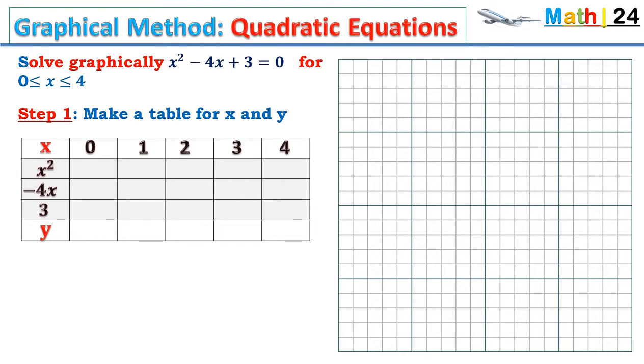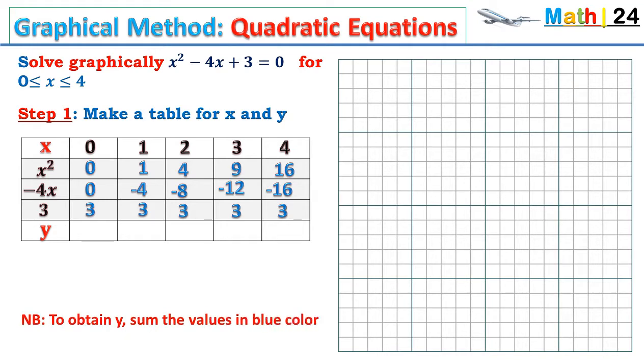The next thing you have to do now is to take each value and simplify by column. So for the first one, you have 0 squared is 0, 1 squared is 1, 2 squared is 4, 3 squared is 9, and 4 squared is 16. Next, we take each of the x values and multiply by minus 4. So minus 4 times 0 is 0, minus 4 times 1 is minus 4, times 2 minus 8, times 3 minus 12, and times 4 minus 16. The last term is a constant term, so we just add it all through on the table.